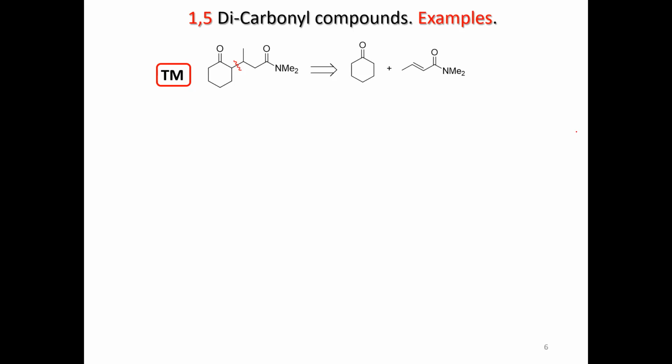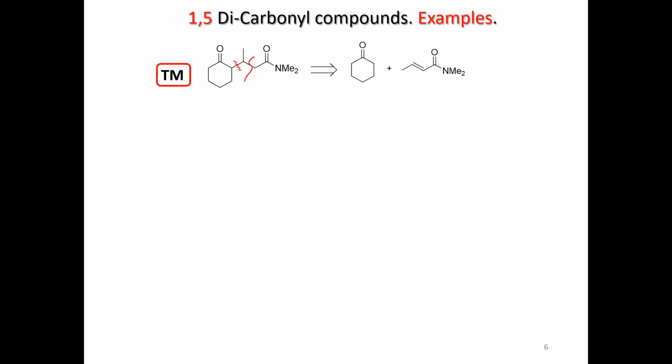Again, two possibilities. Disconnected on that side or potentially on this one. What you need to remember from the 1,5 is that you need the alpha beta unsaturated carbonyl, and you need to make conjugate attack on that. Whenever you need an alpha beta unsaturated, normally, it's not always, but normally, it's because you want to do conjugate attack on the double bond. Normally. So that's a good strategy.